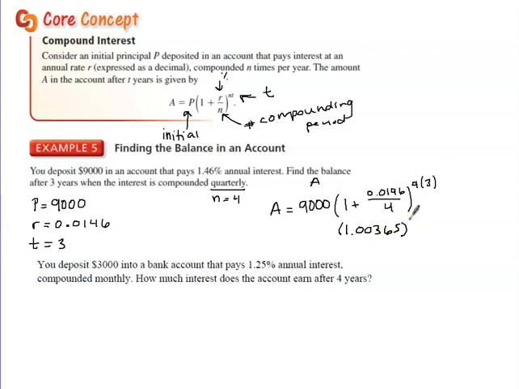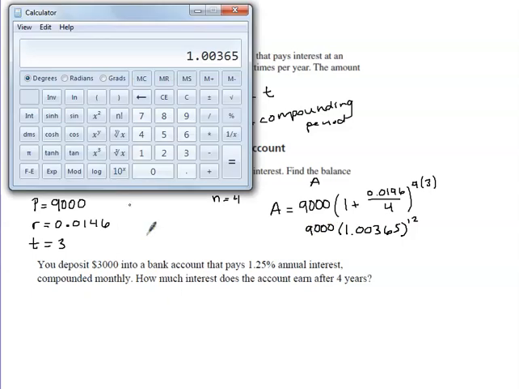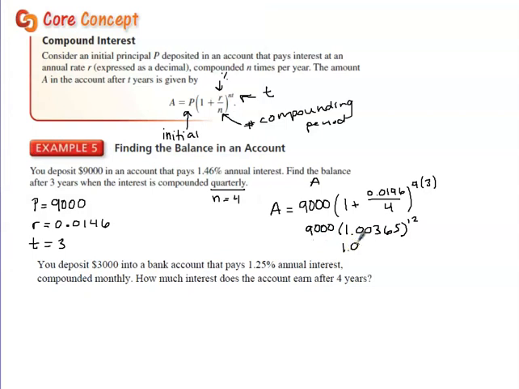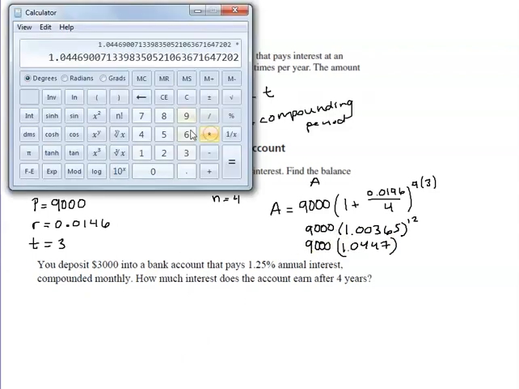My exponent, 4 times 3, is going to be 12, so I'll do that step next. I take my base and I raise it to the power of 12, and I get 1.0447, and then we need to multiply that by our 9,000. Multiplying by 9,000, I find my final balance is about $9,402.21.